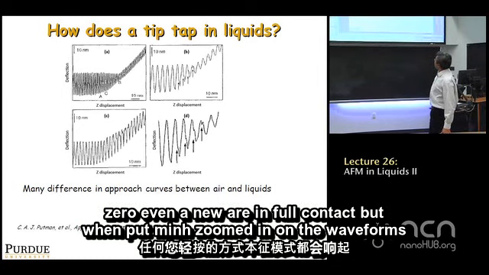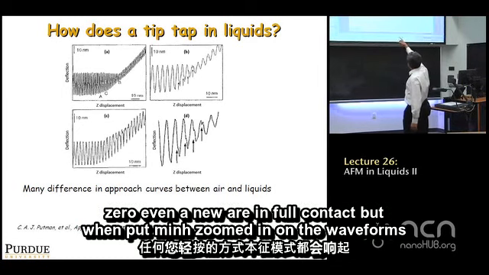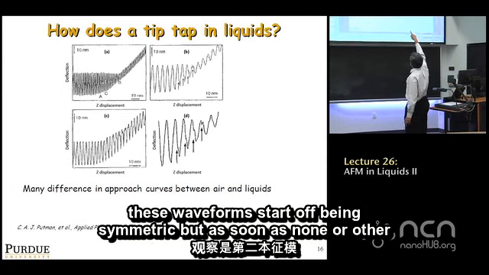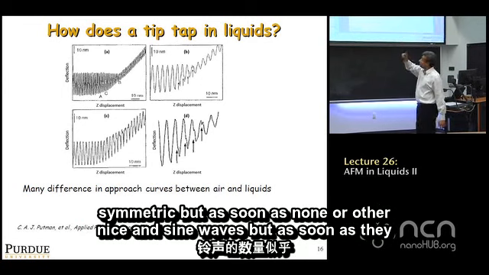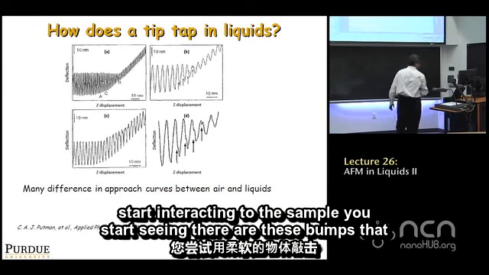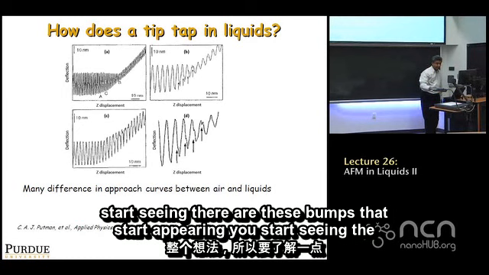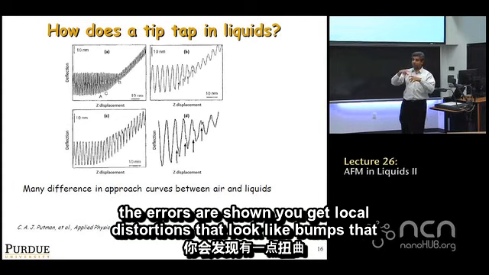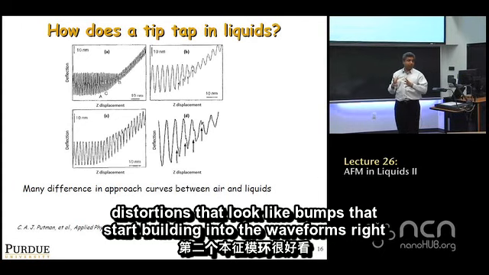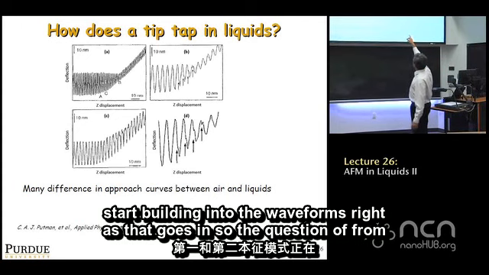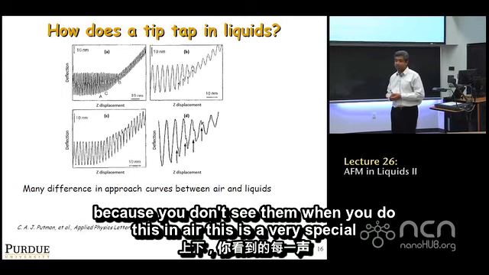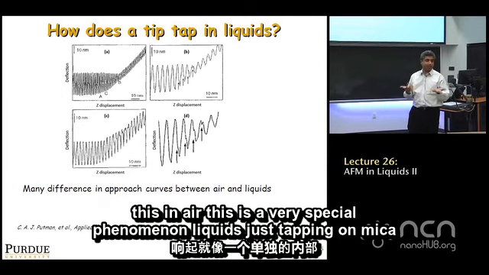But when Putman zoomed in on the waveforms, he saw something very interesting. These waveforms start off being nice sine waves, but as soon as they start interacting with the sample, you start seeing bumps appearing. You see the waveforms distort at the points where the arrows are shown. You get local distortions that look like bumps building into the waveforms. So the question from early days was, what are those bumps? Because you don't see them when you do this in air. This is a very special phenomenon in liquids, just tapping on mica, let's say.